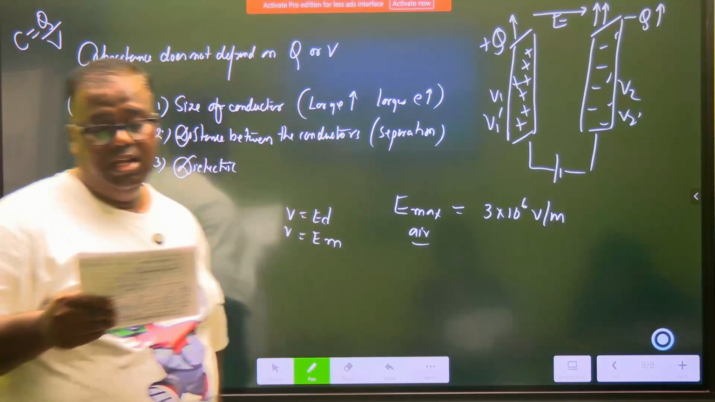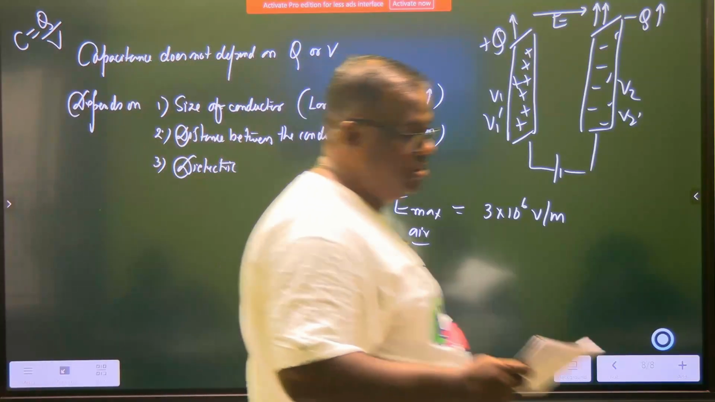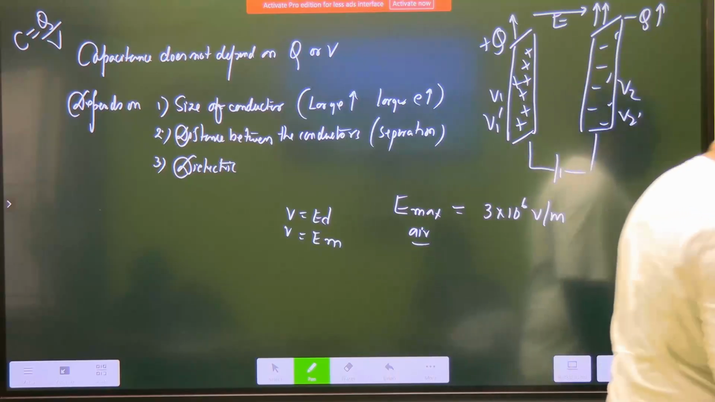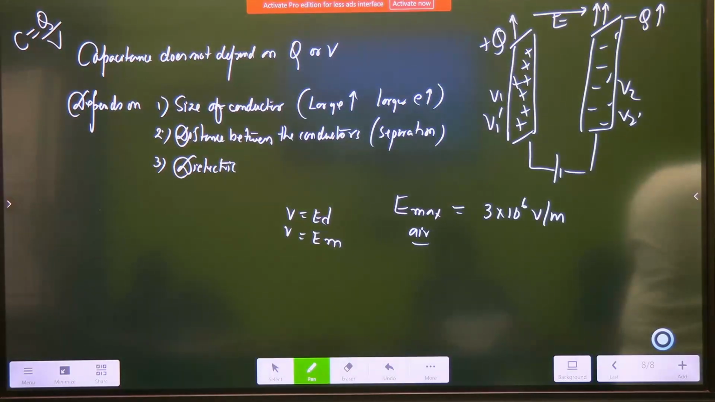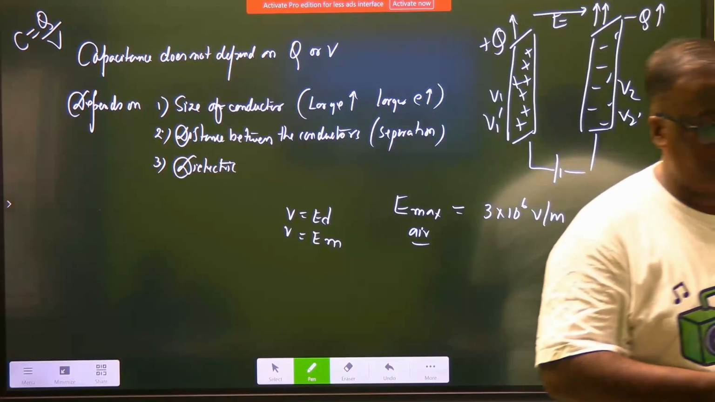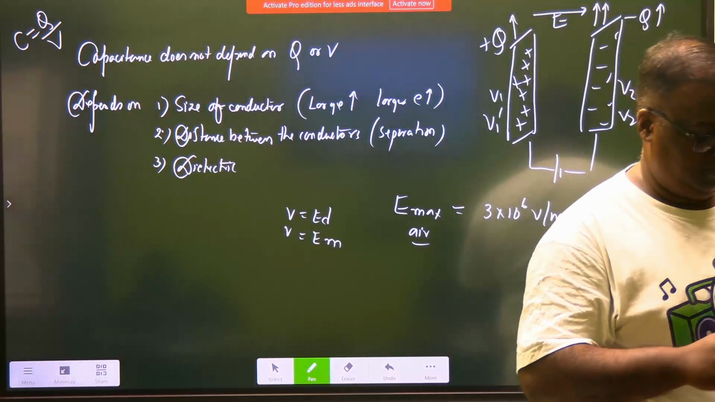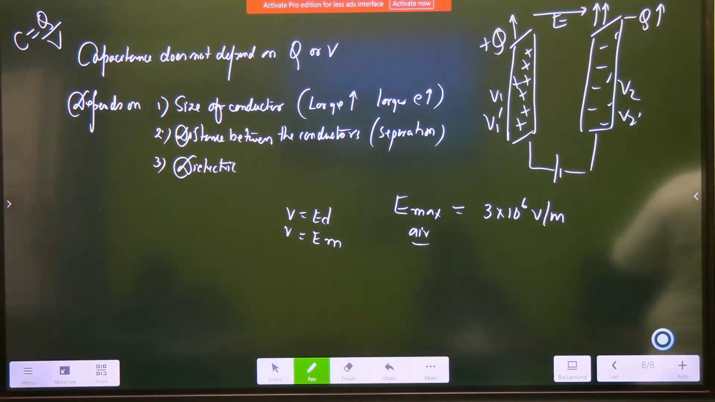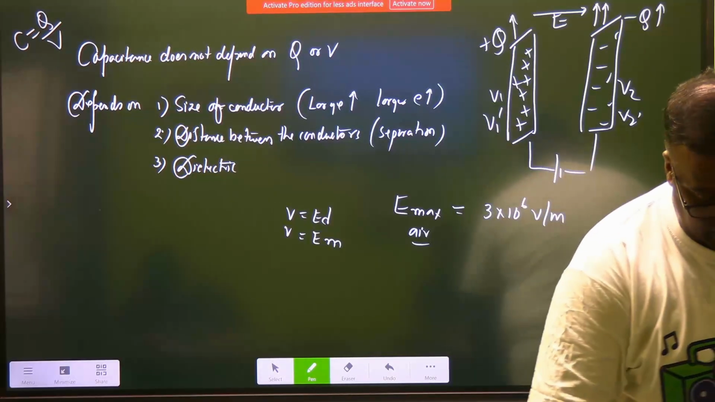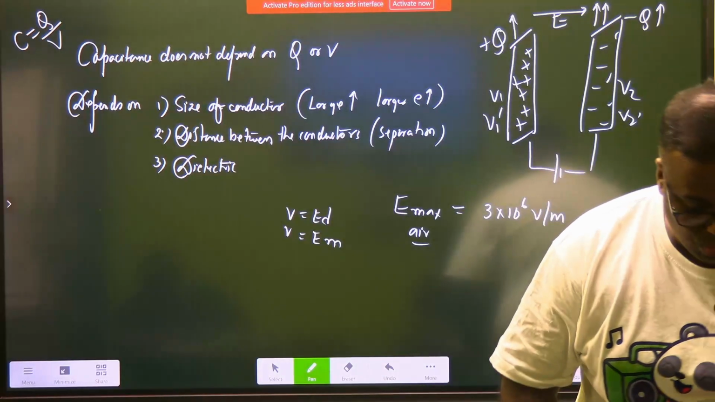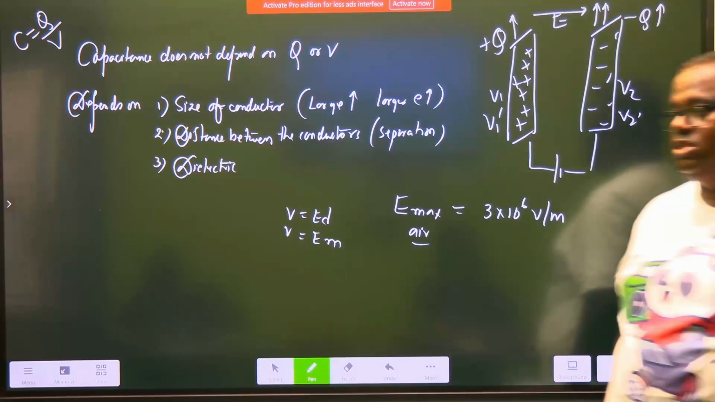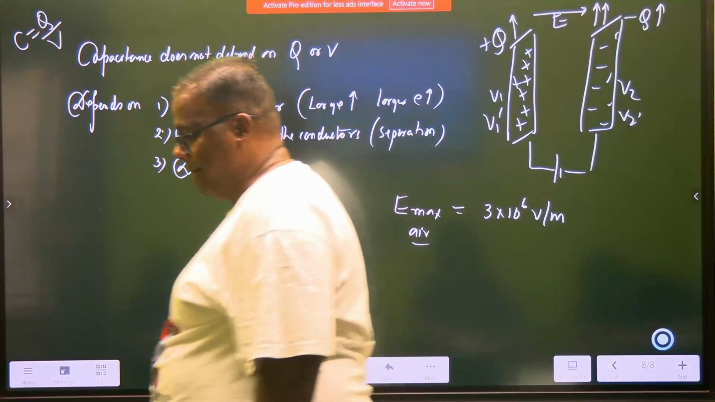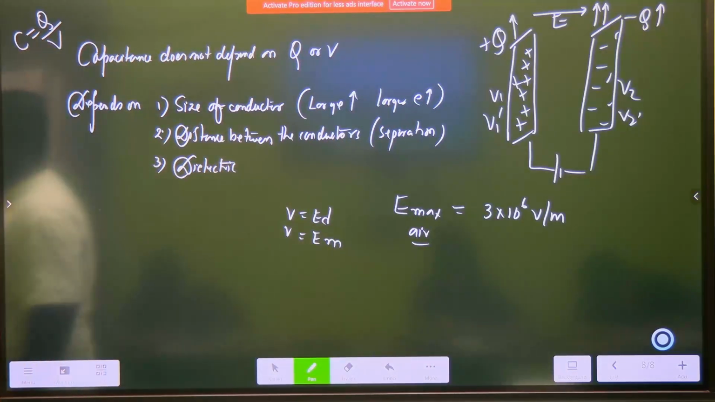So you can write a line. If field exceeds this value, air becomes conducting. Sparks may appear and the capacitor loses charge.